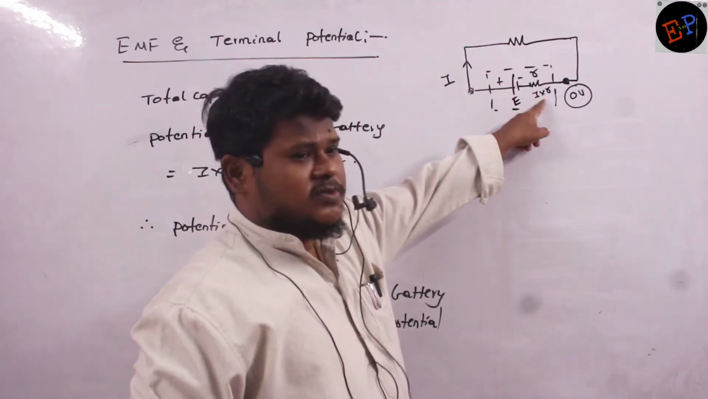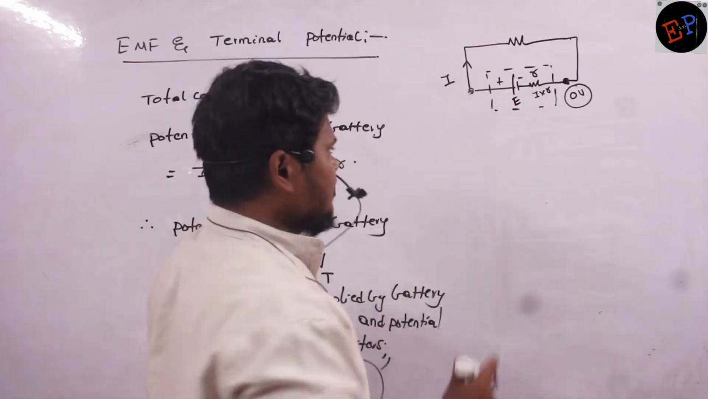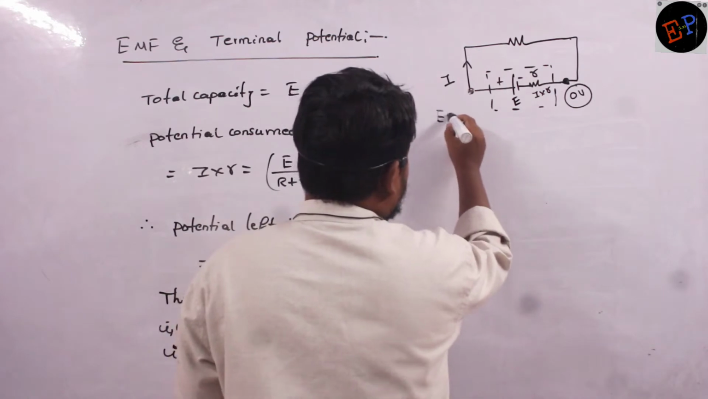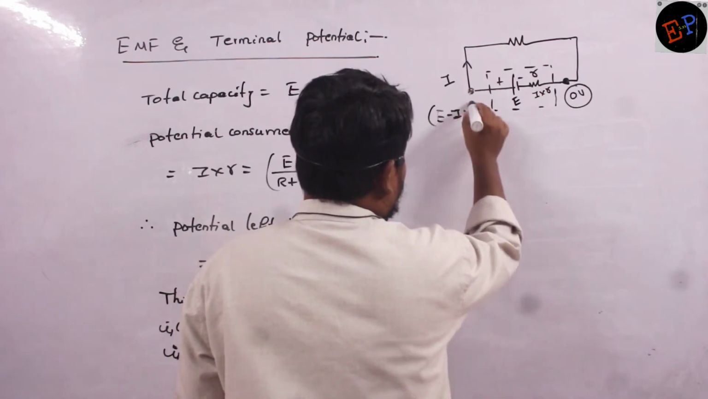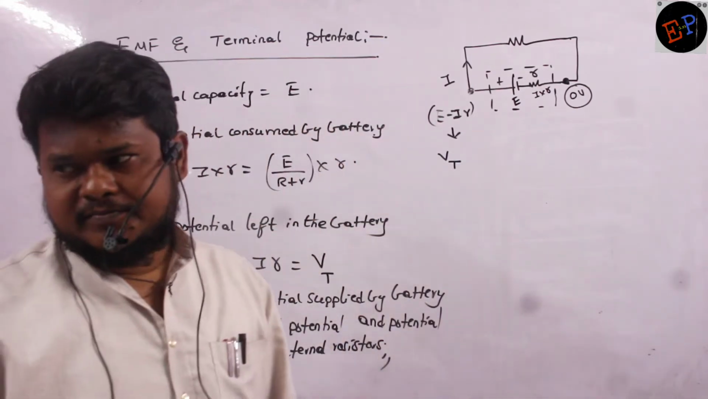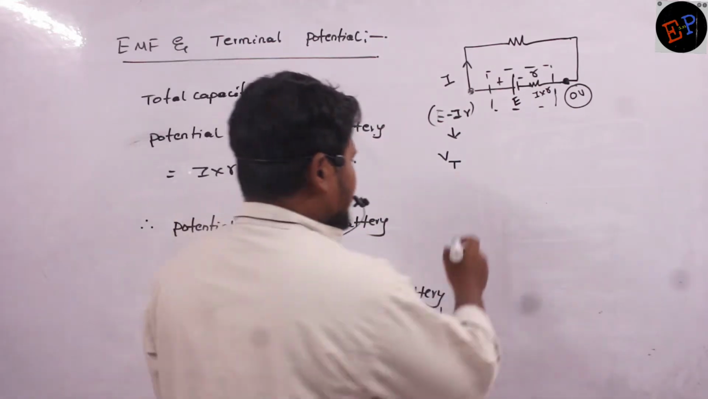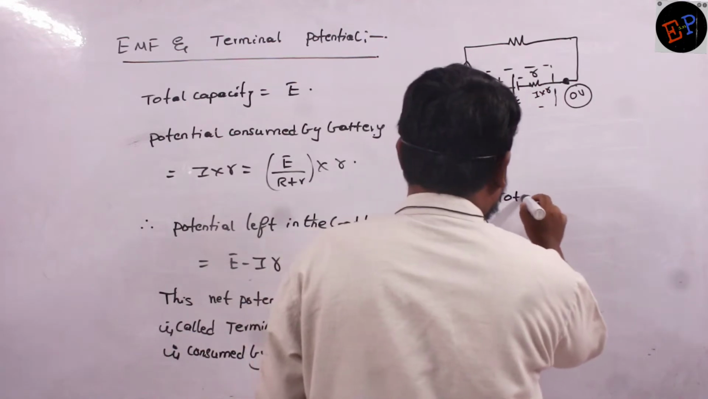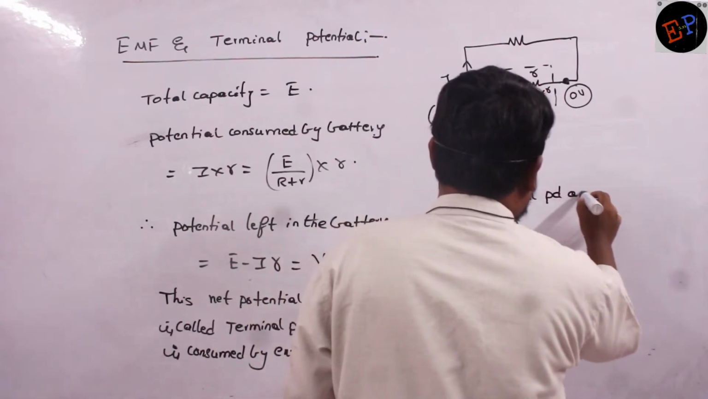But it is consuming its own potential. Then what is the remaining potential? Remaining potential is E minus I into r. And this is also called what? This is also called terminal potential. Are you able to understand? Therefore, what is the total potential difference across a battery?